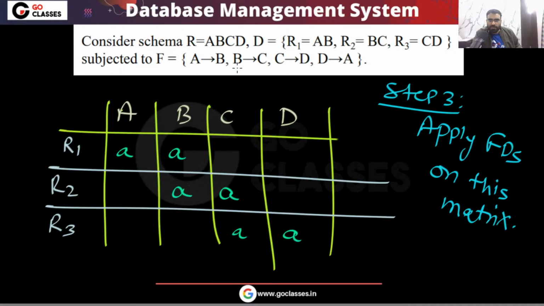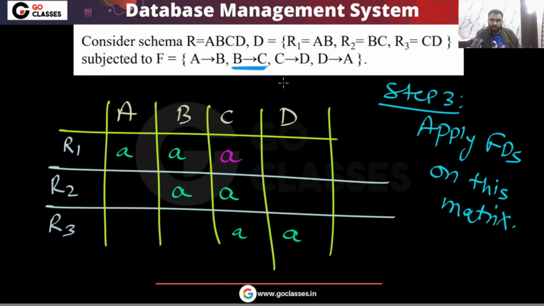What about B determining C? Yes, I can apply this FD. Whenever 2 tuples have the same B value, they must have the same C value. You can see these 2 tuples have the same B value, so these 2 tuples must have the same C value. Already the C value here is A, so this C value also must be A. So we will put A here. So this FD we are applying.